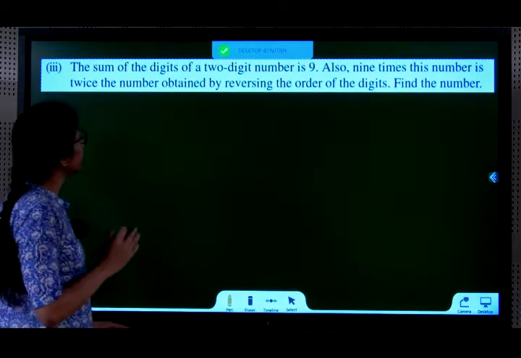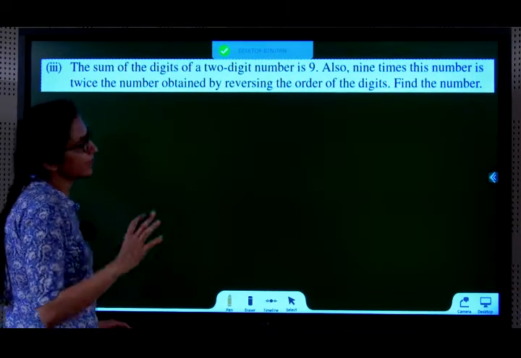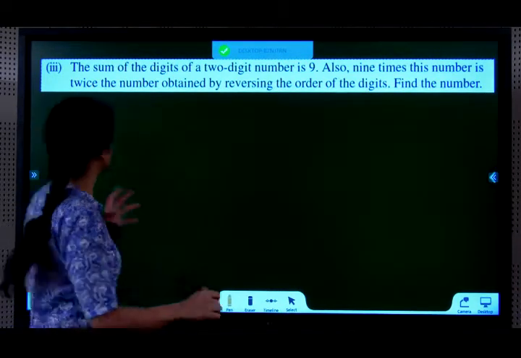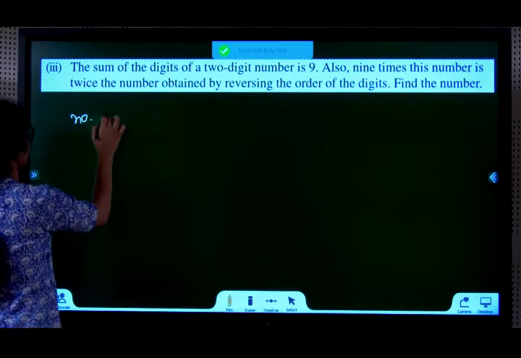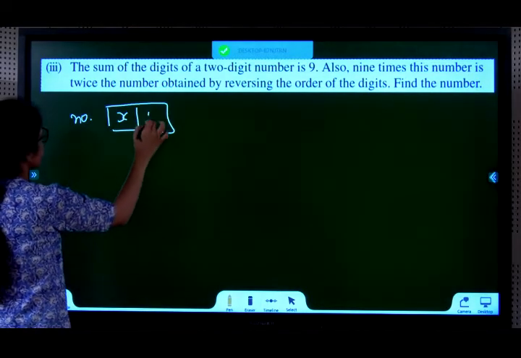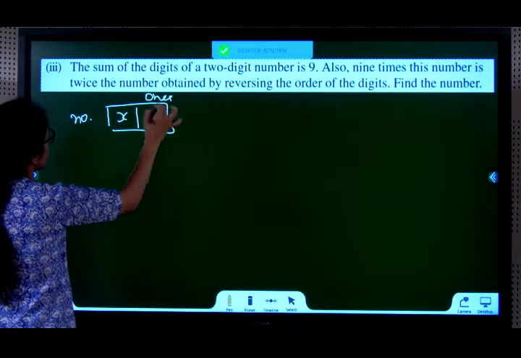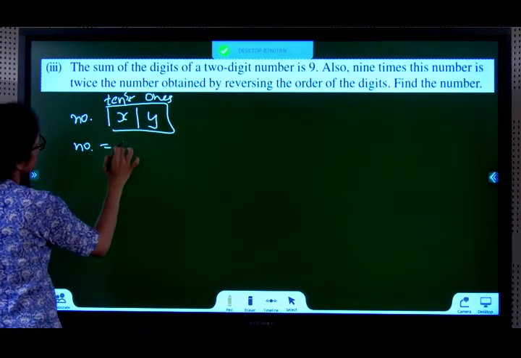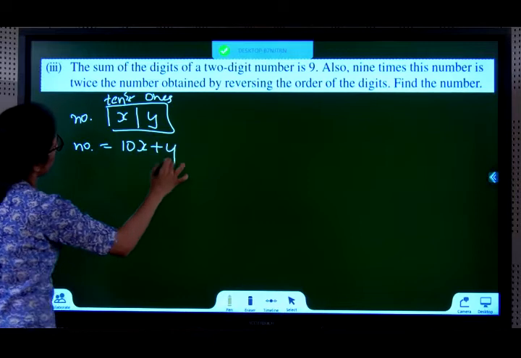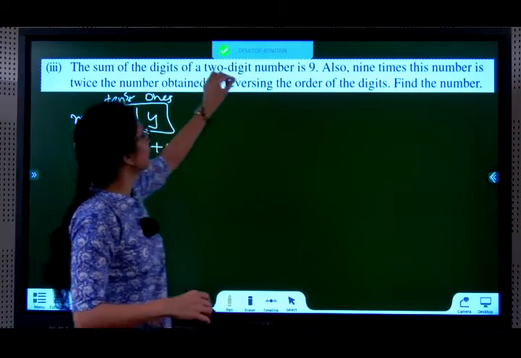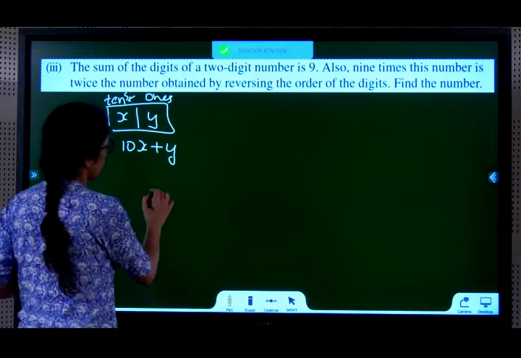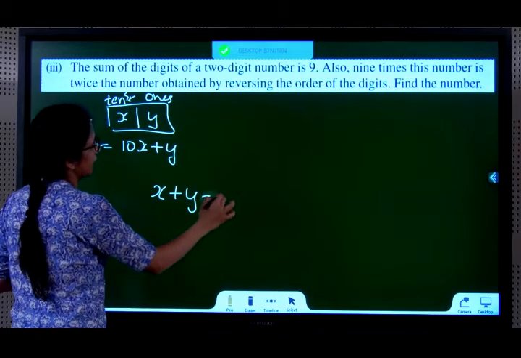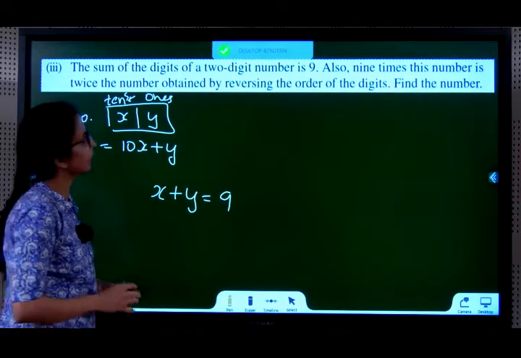Question 3. The sum of the digits of a 2-digit number is 9. Whenever we say digits, please first draw your block. What is the number? x and y. This is the ones place. This is the tens place. So, therefore, the number is 10x plus y. The sum of the digits of a 2-digit number is 9. So, x plus y is 9. If you add the digits x and y, you get 9.